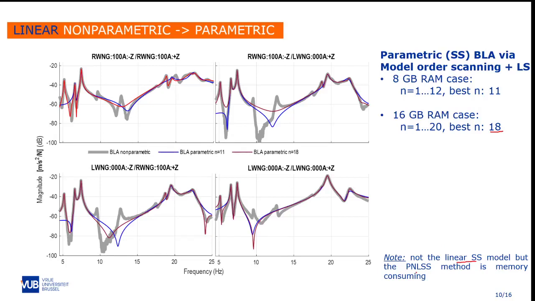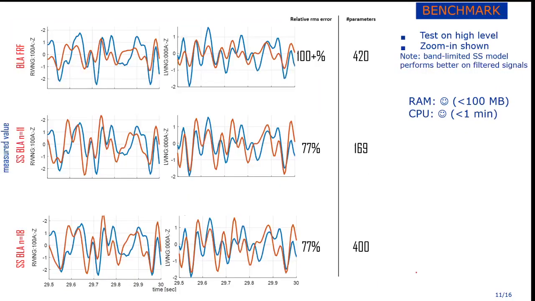So here we could see some fitting results, and now I'm going to do some benchmarking. Here you can see the following. In blue, we have the measured value on high level. So we trained these models on low level, and I zoom in on the data record just to have a better understanding. And in red, we have the model signal. First, we have the non-parametric fit. Then we have the 11 states and 18 states scenario.